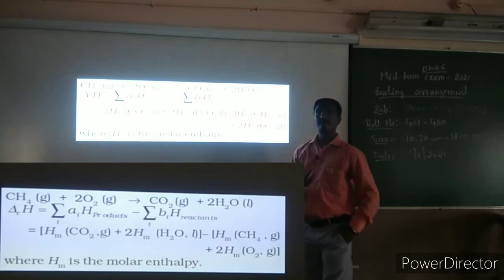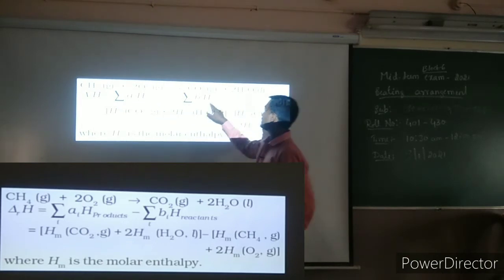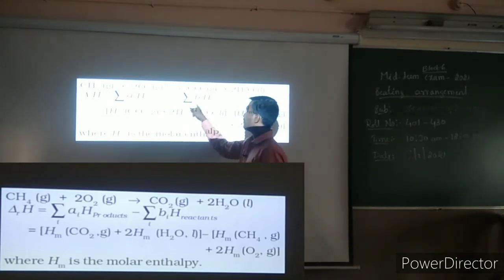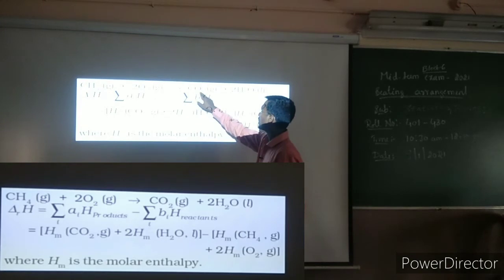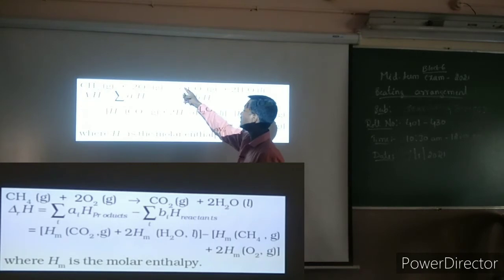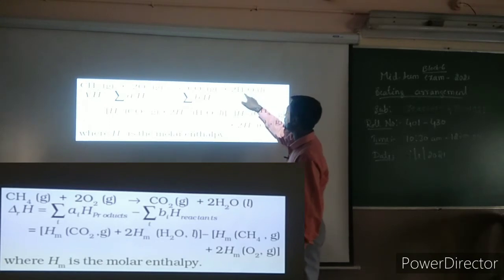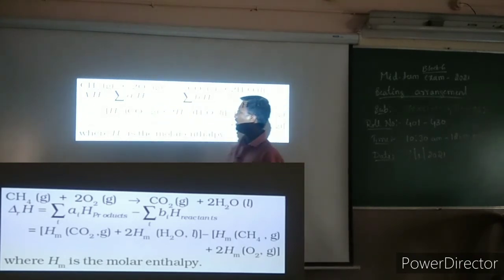So how do we calculate the enthalpy of this reaction? As I said previously, this is the enthalpy of the products minus the enthalpy of the reactants. Here this is called summation. Summation is nothing but the sum, the addition. Here we have a_i and this is b_i. a_i is a coefficient factor. The products here are carbon dioxide and water. The coefficient of carbon dioxide is 1, since nothing is written beside it. Similarly, the coefficient of water is 2. So a_i is the coefficient of the products. Similarly, b_i is the coefficient of the reactants.